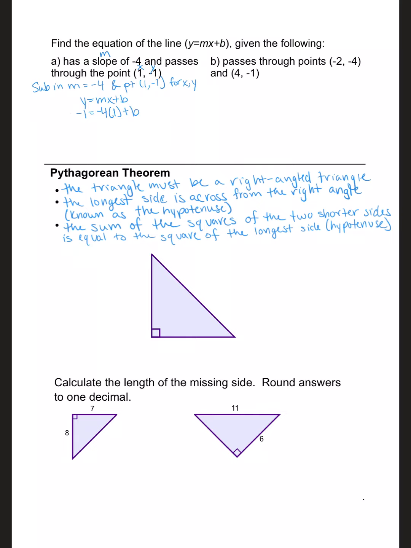So now we've substituted everything in. We're going to have to do some algebra to basically solve for b. So we'll keep simplifying and using our algebra to do so. So we can simplify our right side here. So -4 times 1 is a -4 plus b. I'm going to bring that 4 over to the other side by adding it. So we'll do a -1 plus 4 equals b. So 3 equals b.